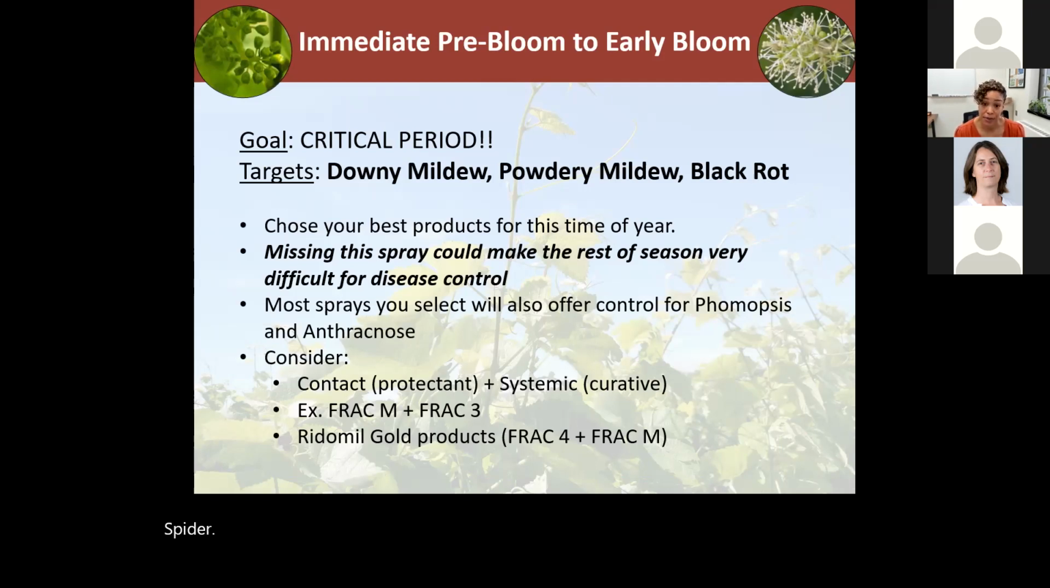Again, this is a great time to consider using a protectant and systemic. We didn't really talk about those terms so much, but the example would be having a multi-site in combination with a single-site. A nice example of this for early season would be Ridomil, if you've had Ridomil Gold, if you've had really nasty downy mildew in the past, and you've got another FRAC group in there for control of some of your other fungal issues.